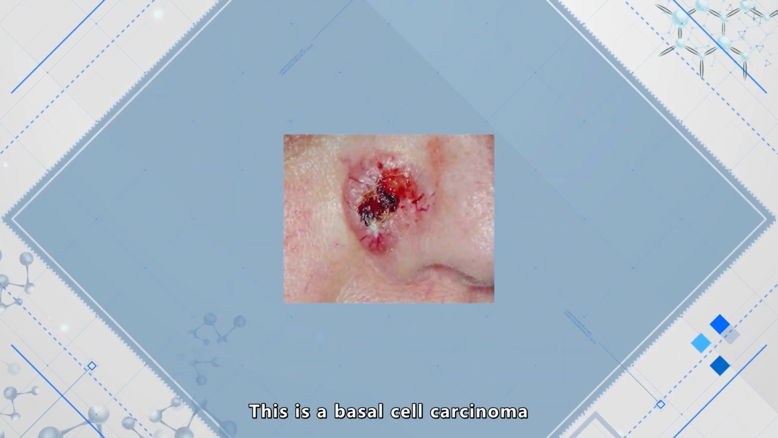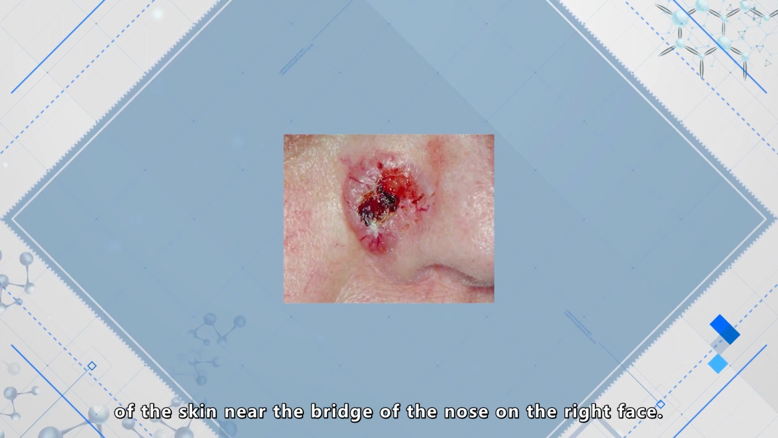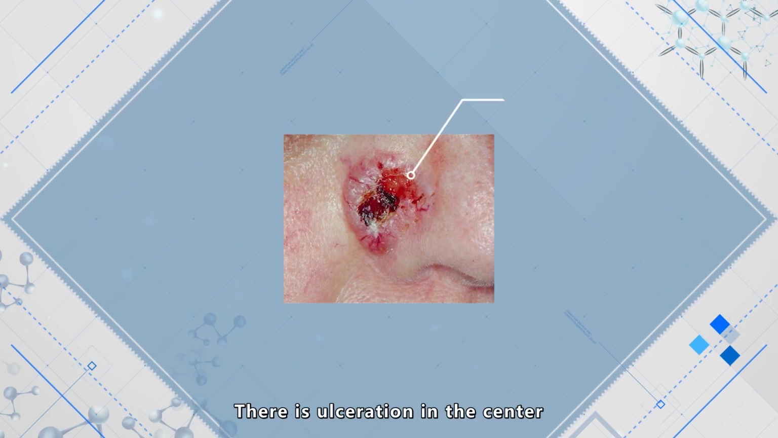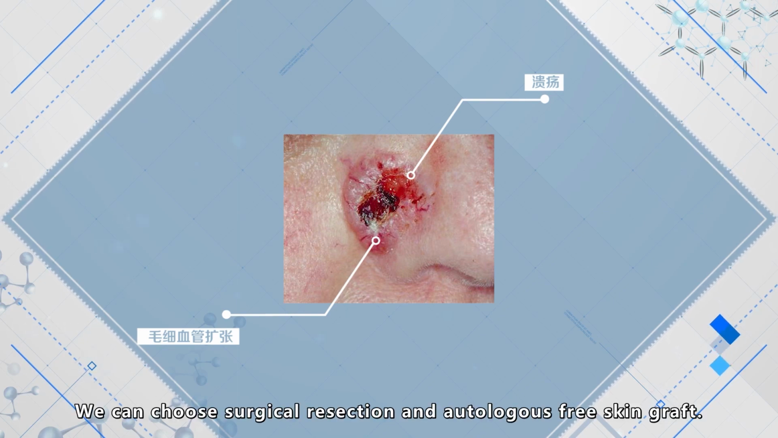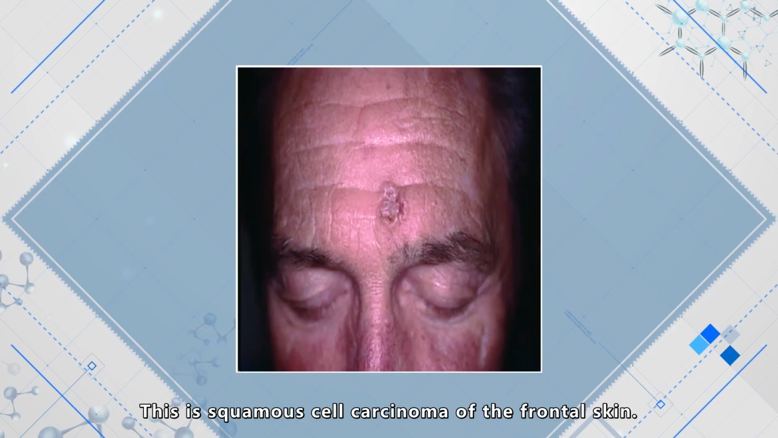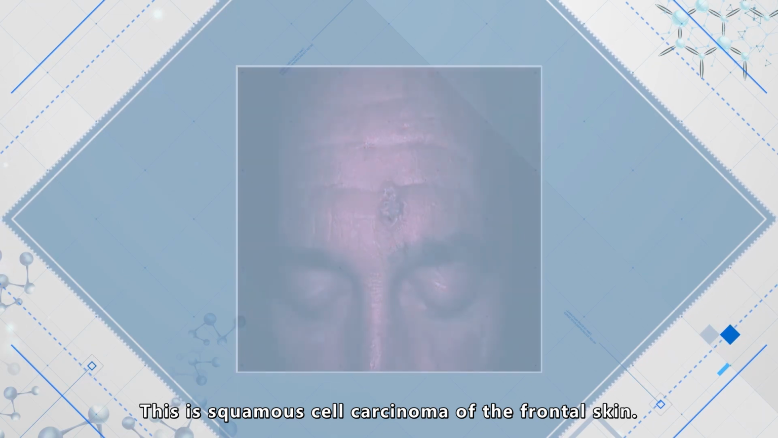This is a basal cell carcinoma of the skin near the bridge of the nose on the right face. There is ulceration in the center and dilated capillaries on the surface of the mass. We can choose surgical resection and autologous free skin graft. This is squamous cell carcinoma of the frontal skin.